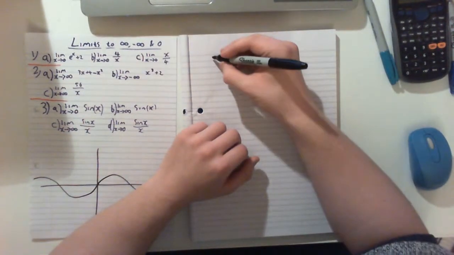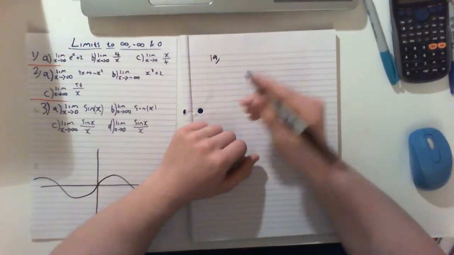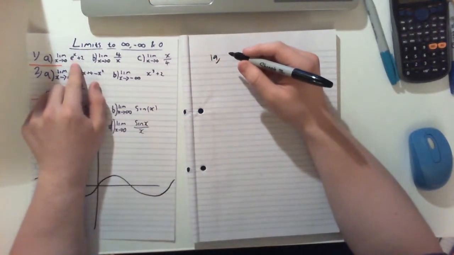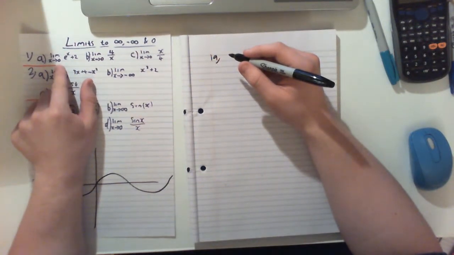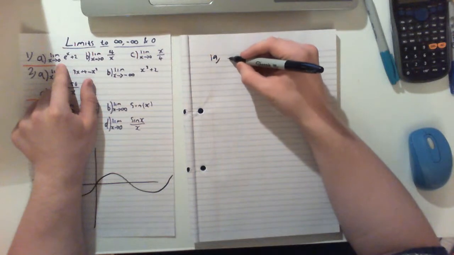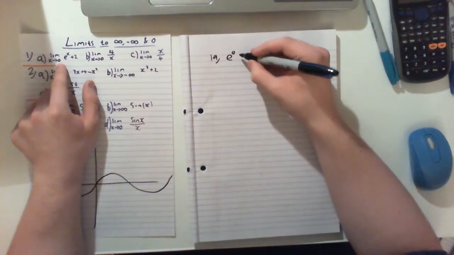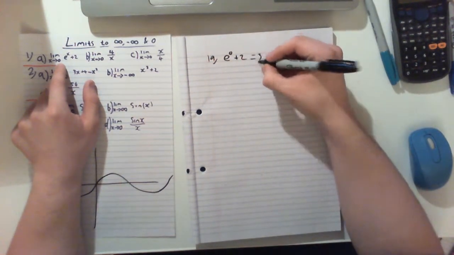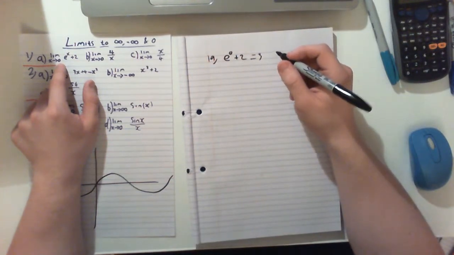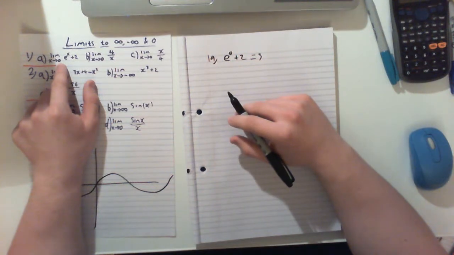So we're going to start with 1a, and this is taking the limit of the function e to the x plus 2 as x goes to 0. So from what we took from the last video, we can put in e to the 0, which we know is going to be 1, plus 2, and we're going to get 3. Very straightforward. So for this limit, as x approaches 0, the function approaches 3.